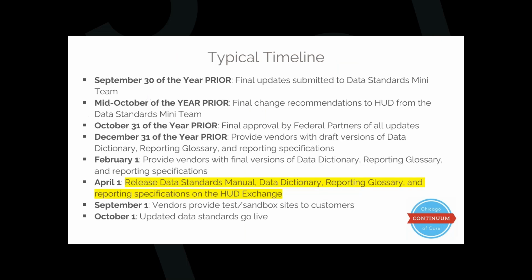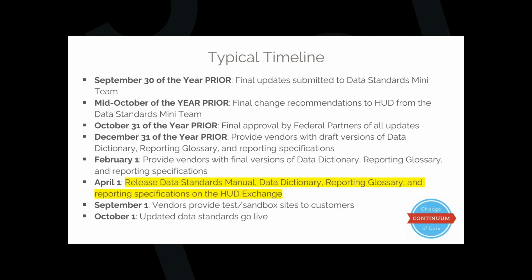So I really want to talk through what a typical timeline for data standards usually looks like. So in September, the end of September, September 30th of the prior year, the final updates are submitted to the data standards mini team. Mid-October of the prior year, the final change recommendations to HUD from the data mini team are sent. The end of October, so October 31st of the previous year, the final approval by HUD federal partners of all the updates.